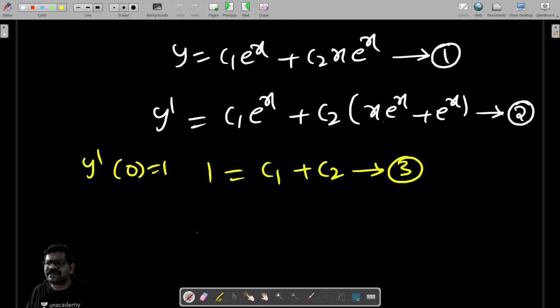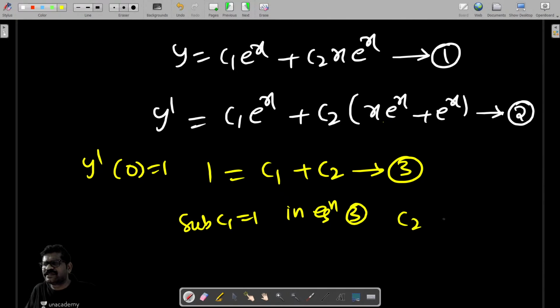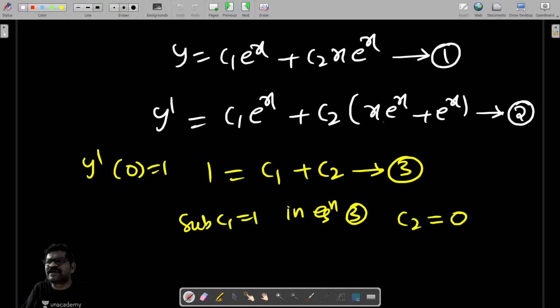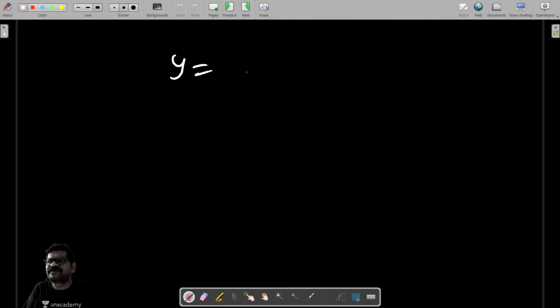Already you have the c1 value. C1 is 1. Substituting c1 equal to 1 in equation 3, we get c2 equal to 0. Since c1 equal to 1, that's why c2 equal to 0. Therefore, y is equal to c1 e power x. C1 is 1, that's why 1 into e power x. Anyhow, c2 is 0. This is y of x.